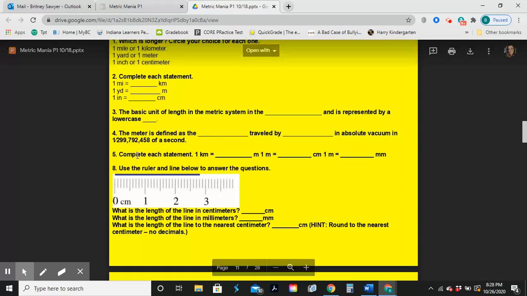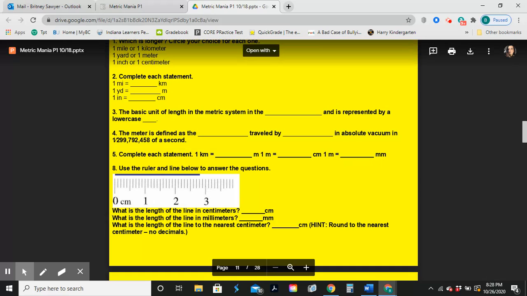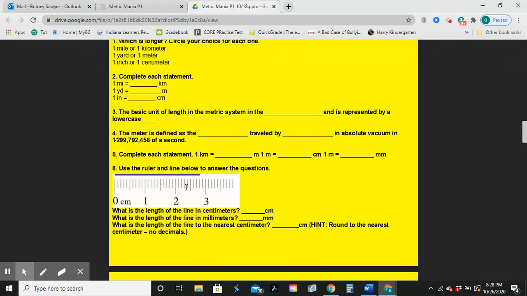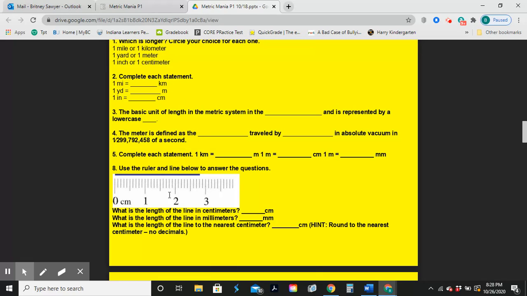5, it says complete each statement. 1 kilometer equals blank meters. 1 mile equals blank centimeters. 1 meter equals blank millimeters. This one you do need to find out. Then, once again, we're going to practice reading our centimeters. So we have our centimeters, 0, 1, 2, 3. And then we have our millimeters, which are going to be our small ones right here. And then you're going to determine if you need to round this. Does this need to be rounded down to 2 centimeters or up to 3 centimeters?